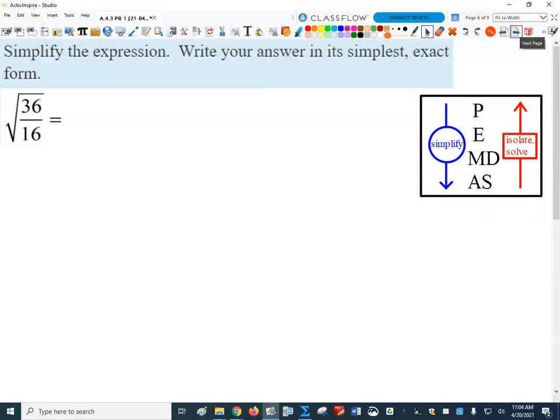So next issue, fractions. How do we deal with square roots of fractions? Well, there's a couple things we can consider. We'll use PEMDAS. If we're using PEMDAS and we're simplifying, we're going top to bottom. So we're going to first of all consider the parentheses step. Well, parentheses means just grouping symbols. Anything that groups stuff counts as parentheses. Well, look at this. I've got this square root.